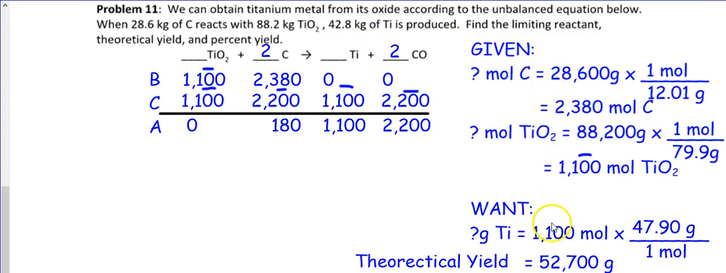So I have my 3 sig figs here. So it's 1100 moles, and here's my molar mass of titanium. So here's my theoretical yield. Again, I have my 3 sig figs of 52,700 grams I should make.